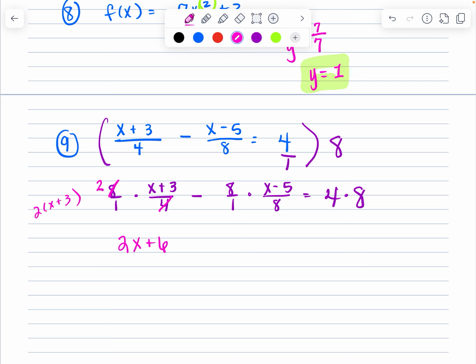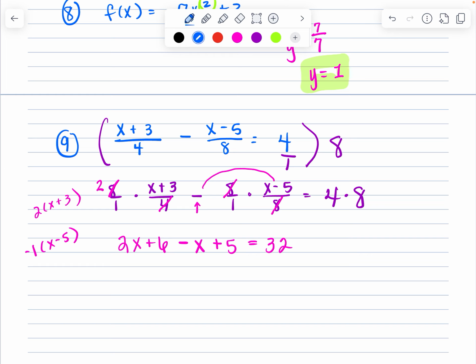Then on the next one, 8 and 8 divide out. Do be careful because this is a minus sign. That's almost like distributing a negative number. So that would be negative x, but then it would end up being a plus 5, because a negative times a negative is a positive. Be careful with that. It's the same thing as saying I have a negative 1 times x minus 5. And of course, 4 times 8 is 32, and we end up with a very easy equation that I'm going to go ahead and solve.